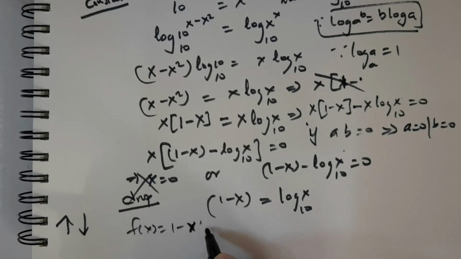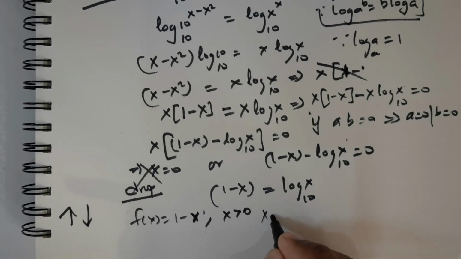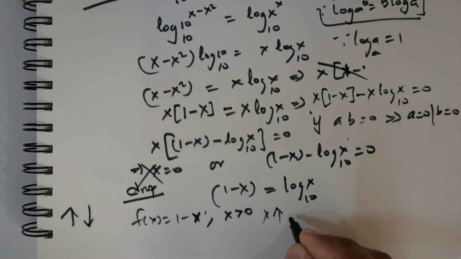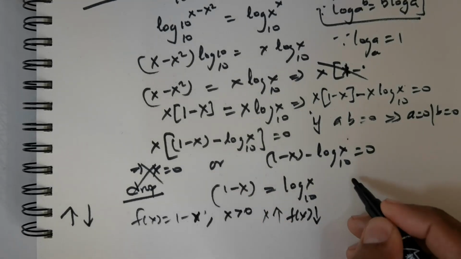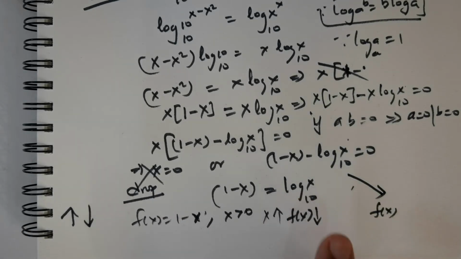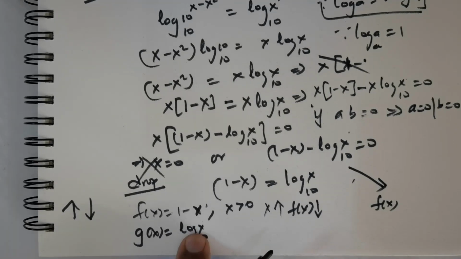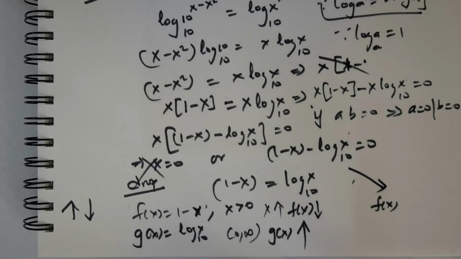This function is defined for all x greater than 0. As x is increasing, clearly the function will be going down. That would mean f(x) is going down, so this is a decreasing function. Let me draw this. f(x) is going down. Now let me take log x to be g(x), so g(x) is equal to log x to the base 10. What do you think about the nature of log x to the base 10? Between 0 and infinity, log x is a strictly increasing function.